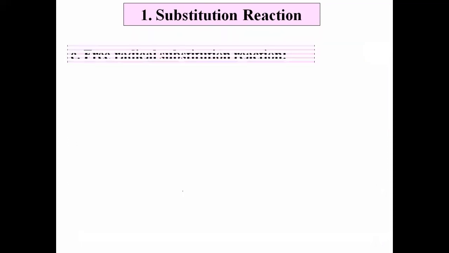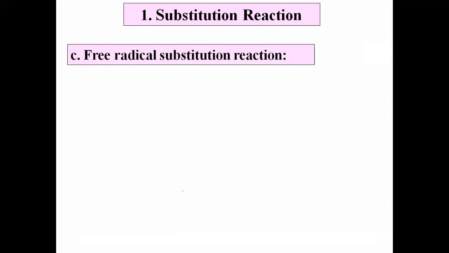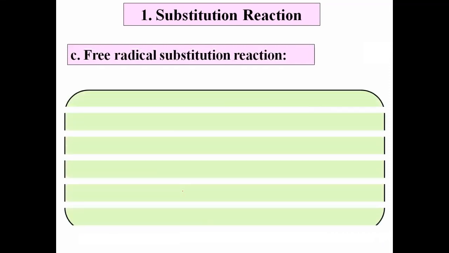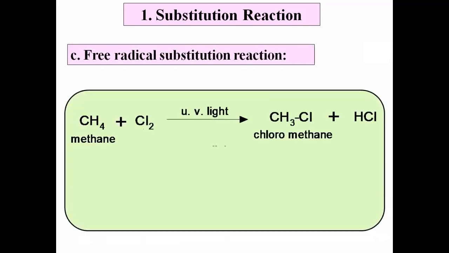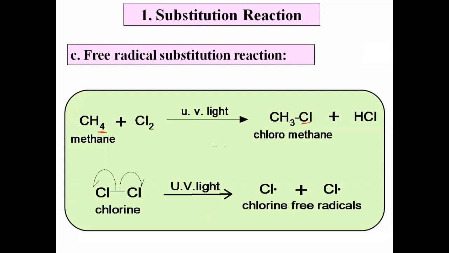Okay, now there is one more type of substitution, free radical substitution. Let us see the first example, methane. When it reacts with chlorine in the presence of ultraviolet light, one of the hydrogen atoms from methane is replaced by chlorine. We get chloromethane, or it is called methyl chloride. This is a simple substitution reaction, hydrogen atom is replaced by chlorine. But how does that reaction actually take place? That reaction is carried out in presence of ultraviolet light.